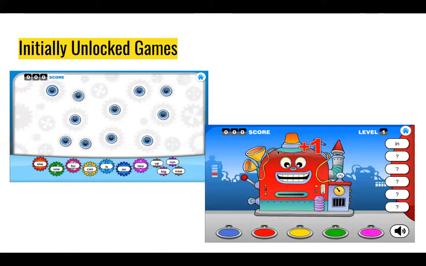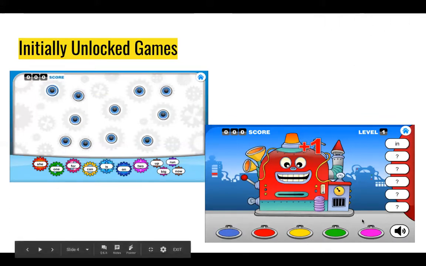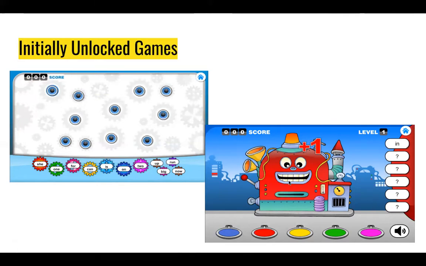This one on the right has a machine, and this machine, when you pull the lever, says a word. So if it said the word "in," such as it said over here, then there would be three options that would pop up. It would be "in," and then two other options. And the student would have to decide which word looks like it says "in."